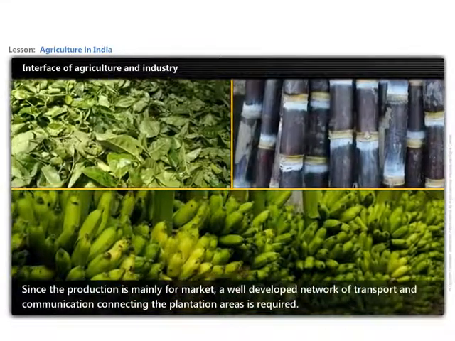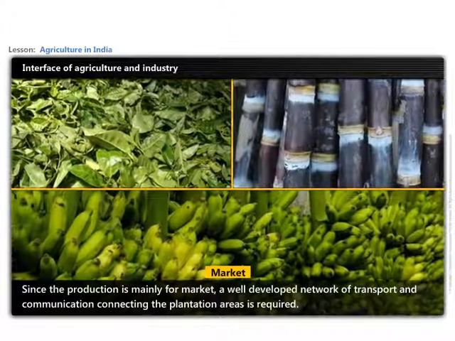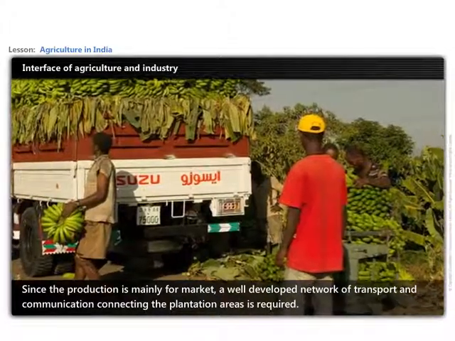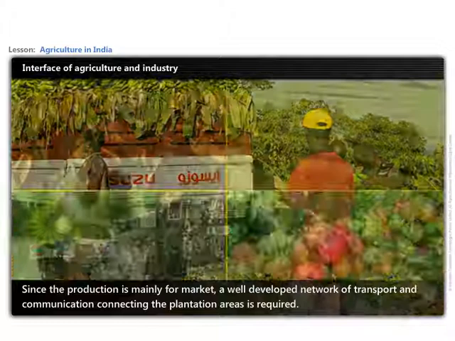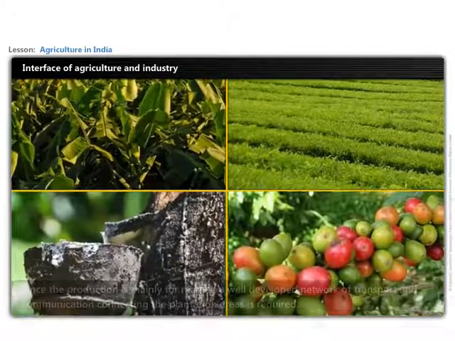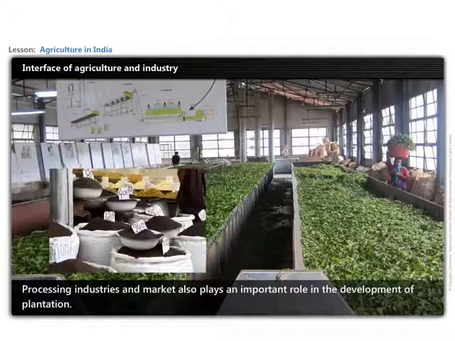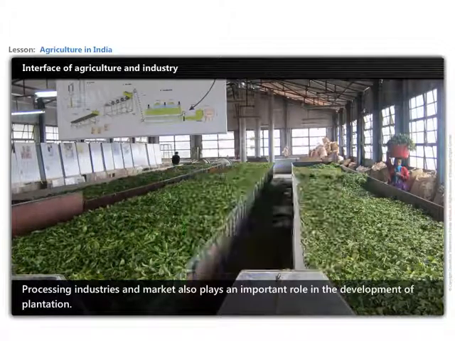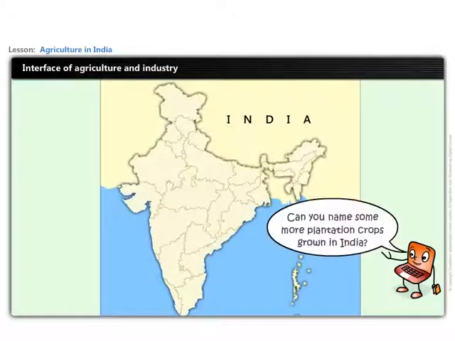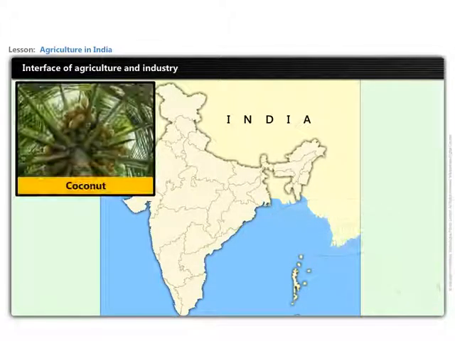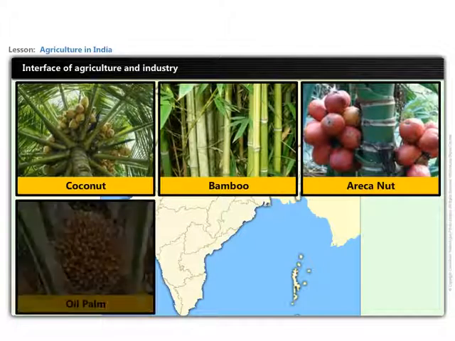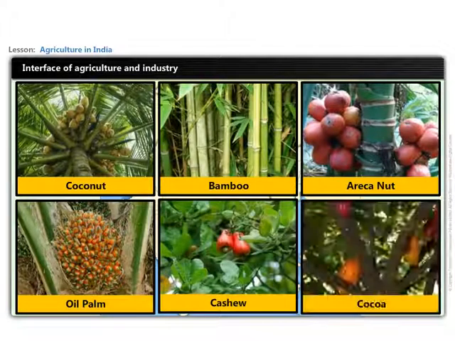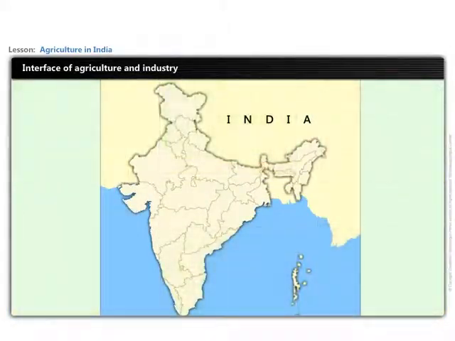Since the production is mainly for market, a well-developed network of transport and communication connecting the plantation areas is required. Processing industries and market also play an important role in the development of plantation. Can you name some more plantation crops grown in India? Coconut, bamboo, arecanut, oil palm, cashew, cocoa, etc. Some other plantation crops grown in India.